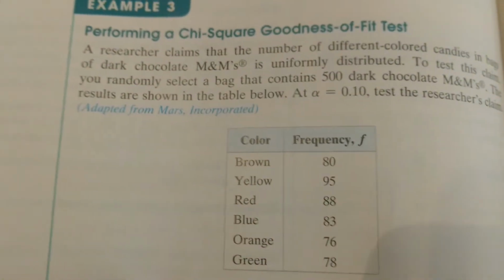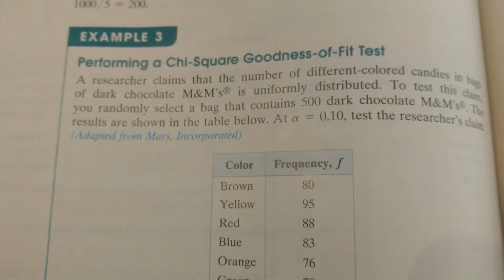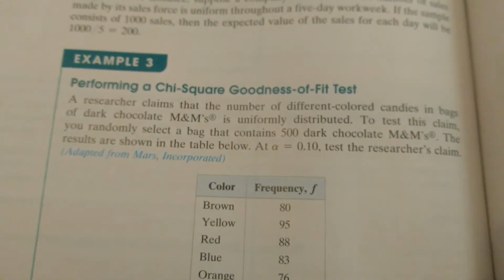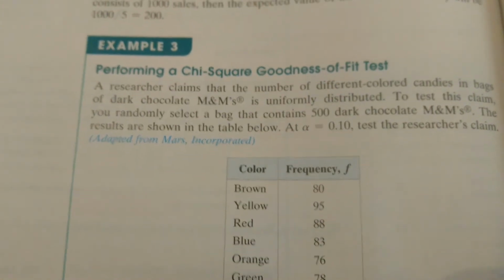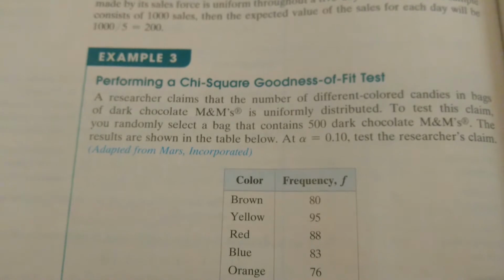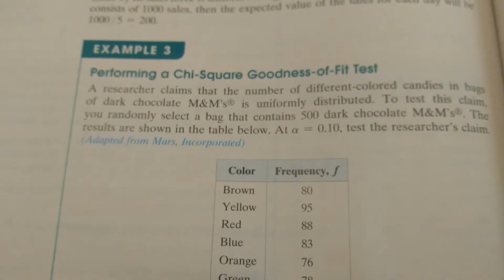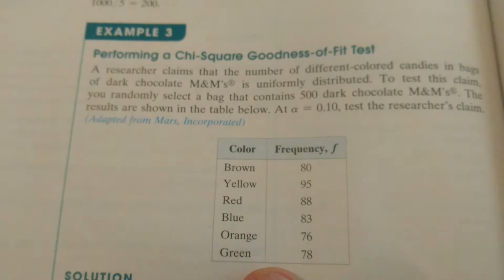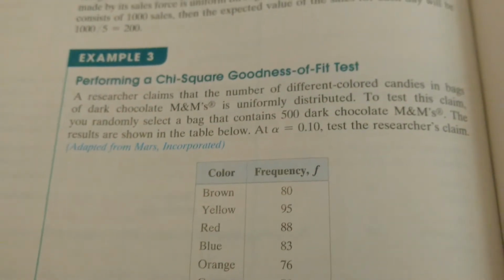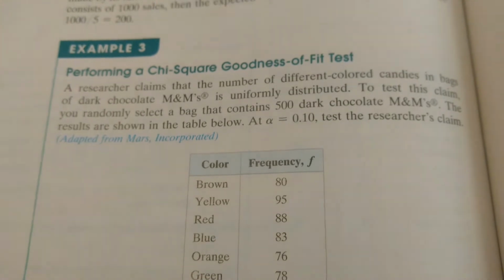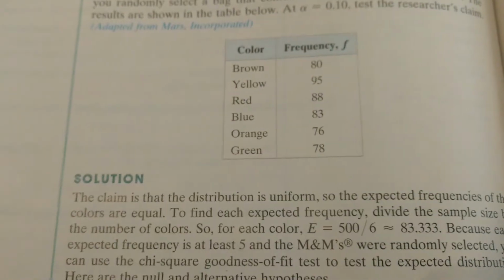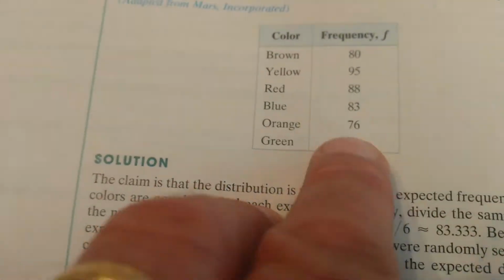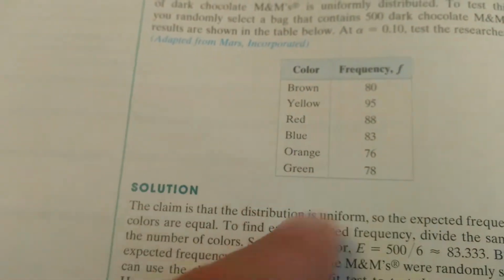It says a researcher claims that the number of different colored candies in bags of dark chocolate M&Ms is uniformly distributed. Uniformly distributed means that they're supposed to be the same number in every bag. To test this claim, you randomly select a bag that contains 500 dark chocolate M&Ms. The results are shown in the table below. At alpha 0.1, test the researcher's claim. So here we have the observed frequencies, which we're going to put into the calculator in list 1.